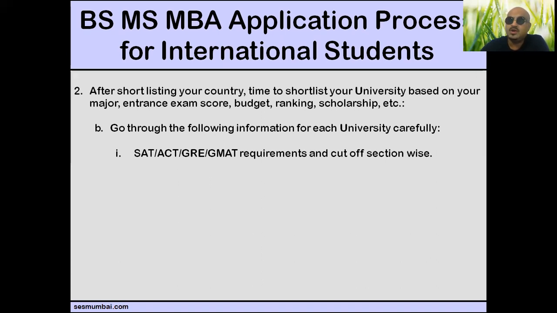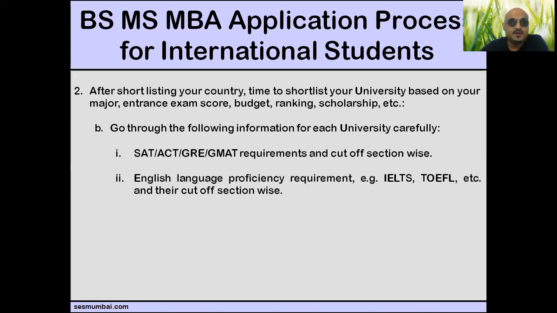Some might just say, okay, 320 GRE is good for me. But some universities want a minimum score of 165 in math or 155 in verbal. This is just an example for the GRE. And so there will be different breakups for SAT and ACT as well. So make sure you know your cutoff for that university.